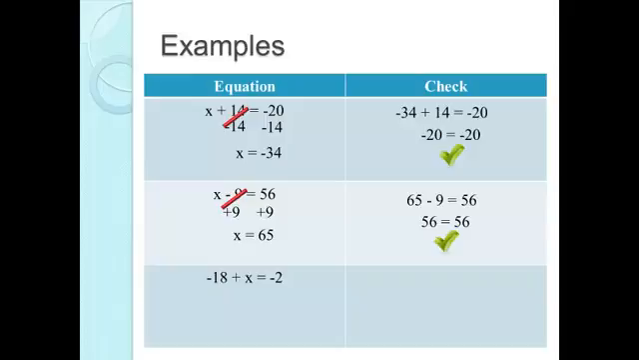In the last equation, the negative 18 is preventing x from being isolated. In order to get rid of it, we will add a positive 18 to both sides. Negative 18 and positive 18 cancel. On the right-hand side, negative 2 plus 18 is 16, so we have x equals 16.